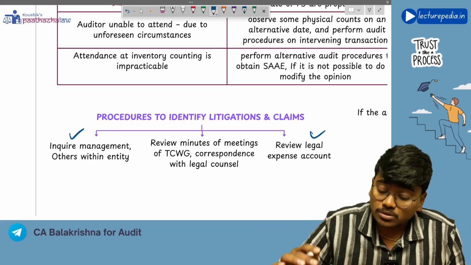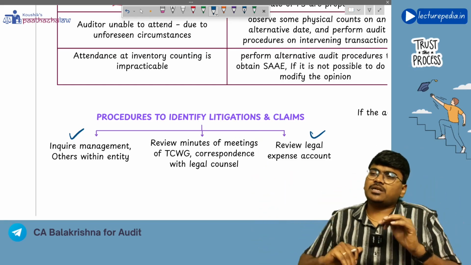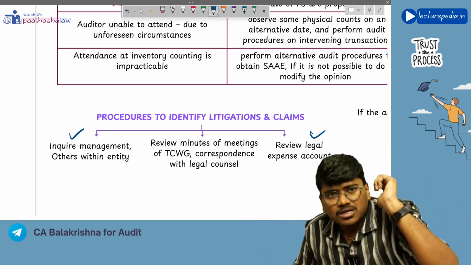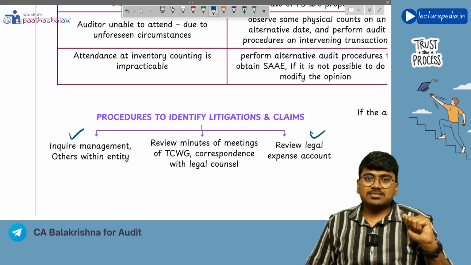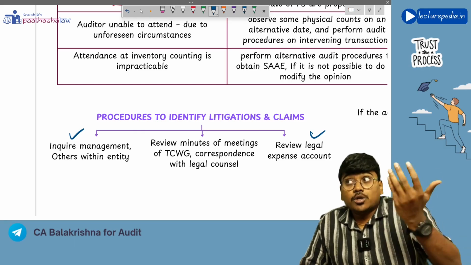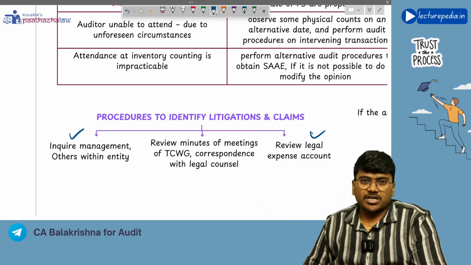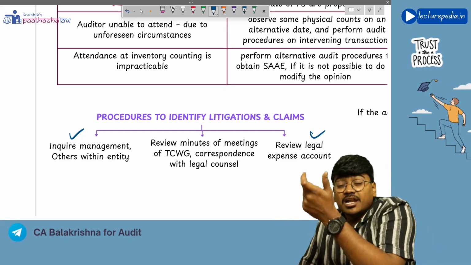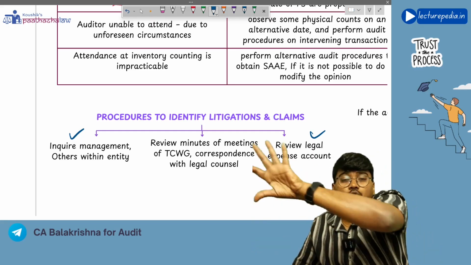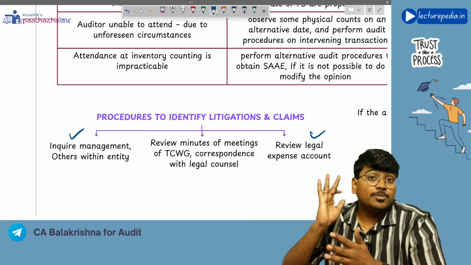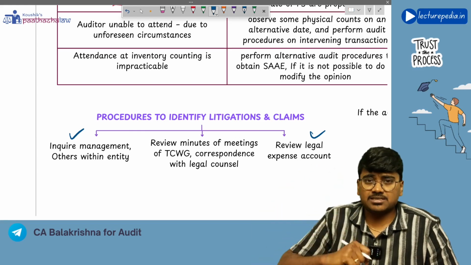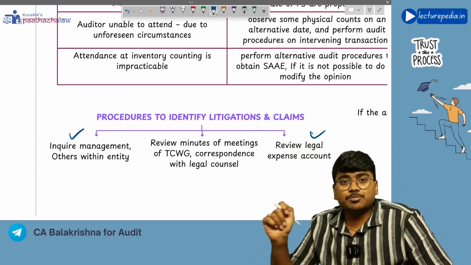You will also go through the legal expense account. If management is saying, auditor, we don't have any litigations or claims against us, then you will go to the profit and loss statement, and there you find a legal expenditure of some huge amount. Then you will ask the management, you are saying there are no legal cases, then why did you spend that legal expenditure? Understanding?